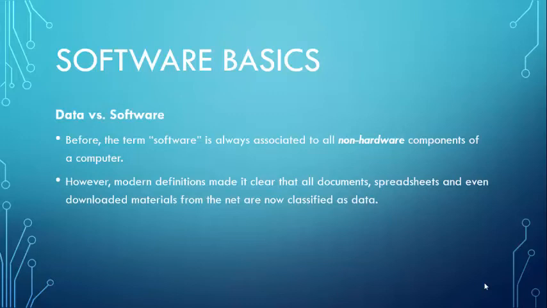Sometimes the term software is used too loosely and could cause confusion. Before, the term software was always associated with all non-hardware components of a computer. However, modern definitions make it clear that all documents, spreadsheets, and even downloaded materials from the internet are now classified as data, which means that not all non-hardware components of a computer are classified as software.